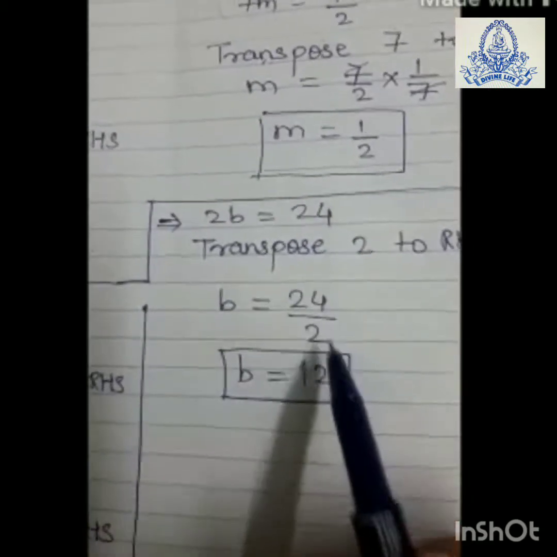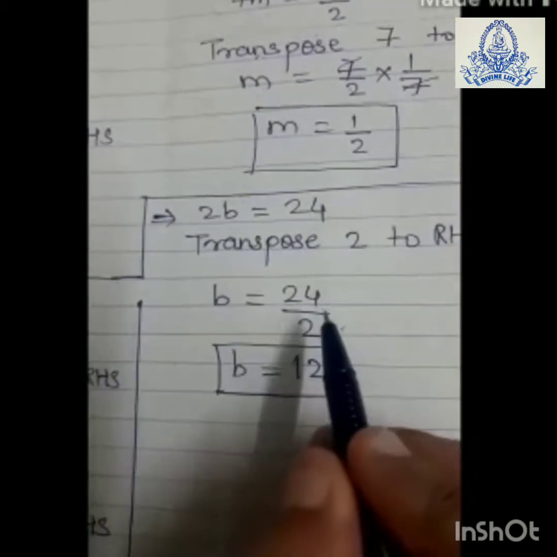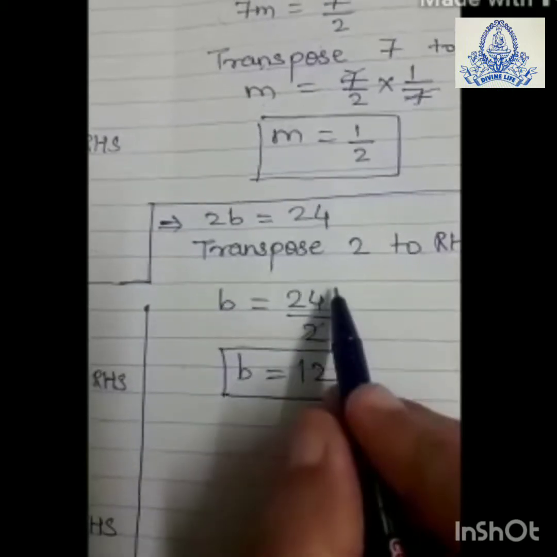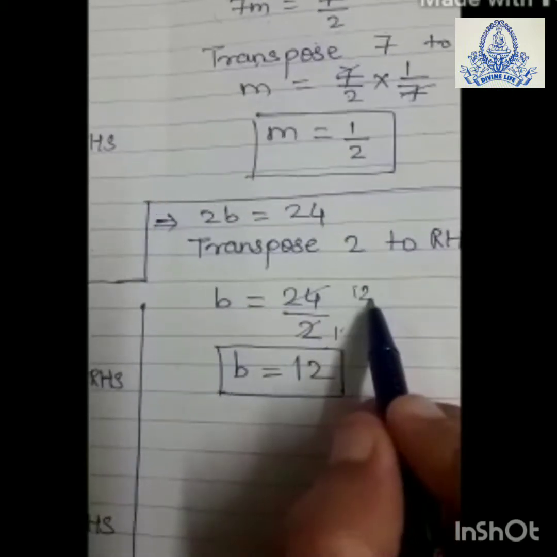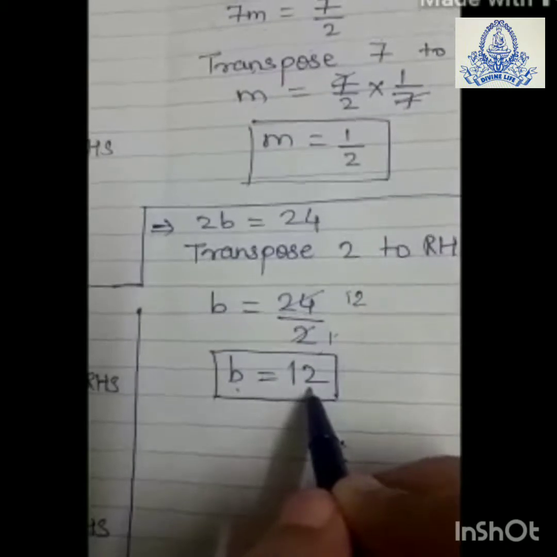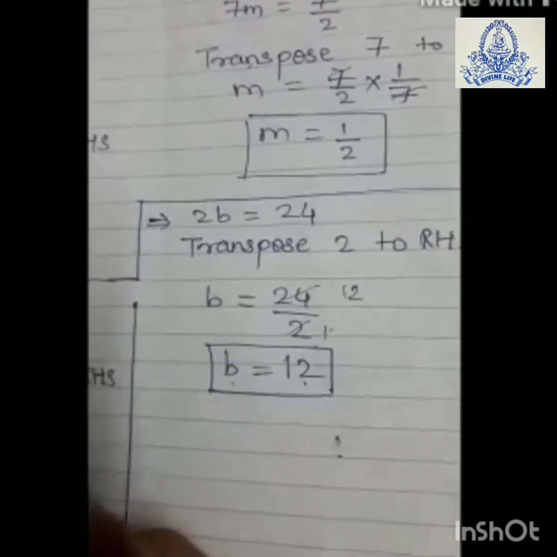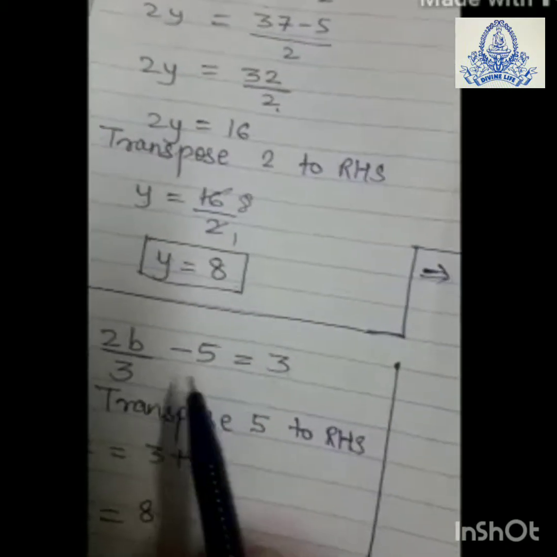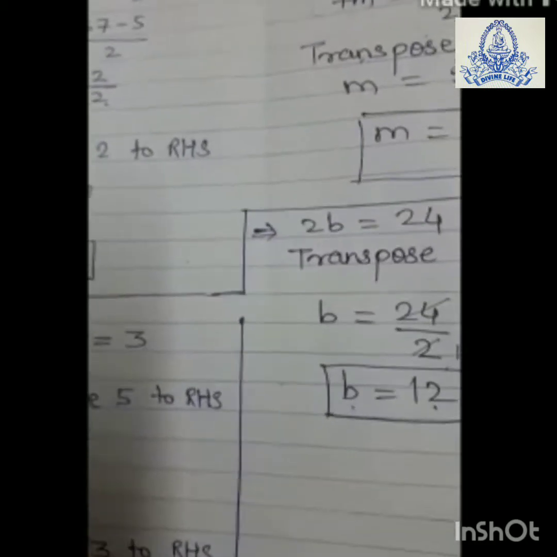8 3s are 24. Now see this, transpose this 2 to RHS. b is equal to 24 upon 2. So 2 1s are 2, 12s. So value of b is 12. You can again substitute this value in the main equation, so you will get the answer. Now see question number 2.